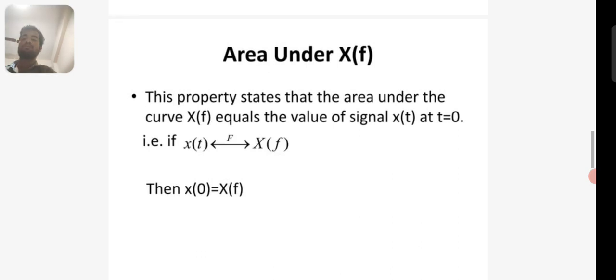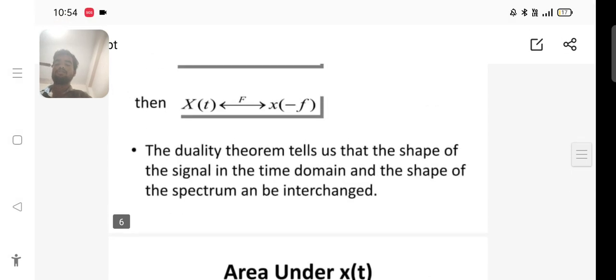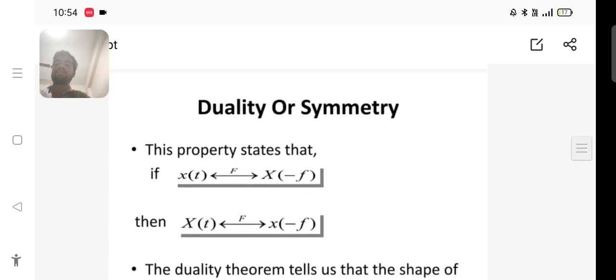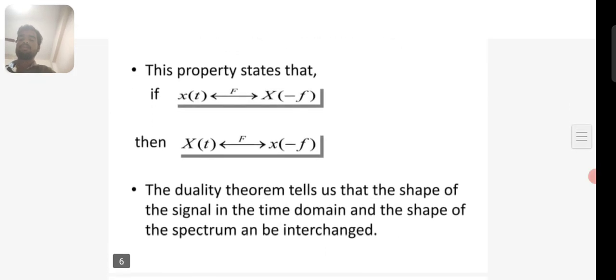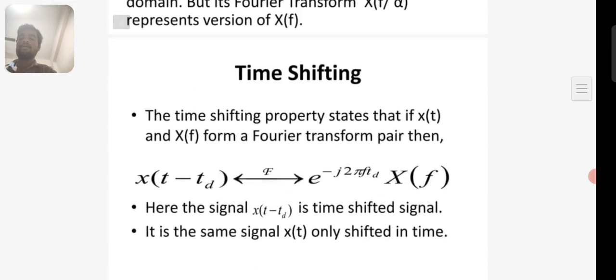In area under x of f, if x of t is equal to x of f, then x of 0 is equal to the integral of x of f in the area under x of f. And duality or symmetry. Time shifting. The equation is x of t minus td is equal to e power minus j 2 pi f td into x of f. Here the signal x of t minus td is a time shifted signal. It is the same signal x of t only shifted in time.